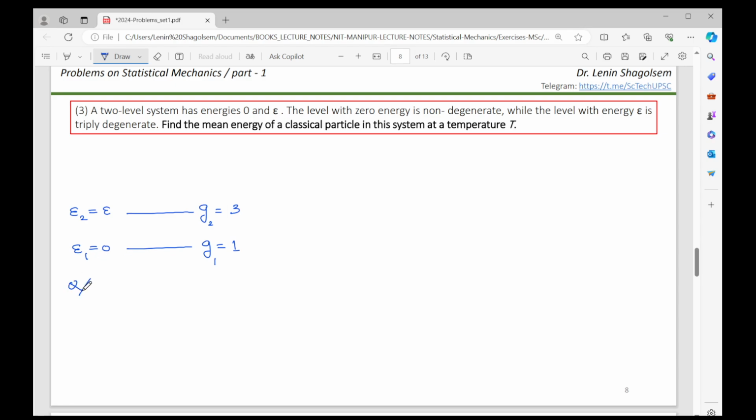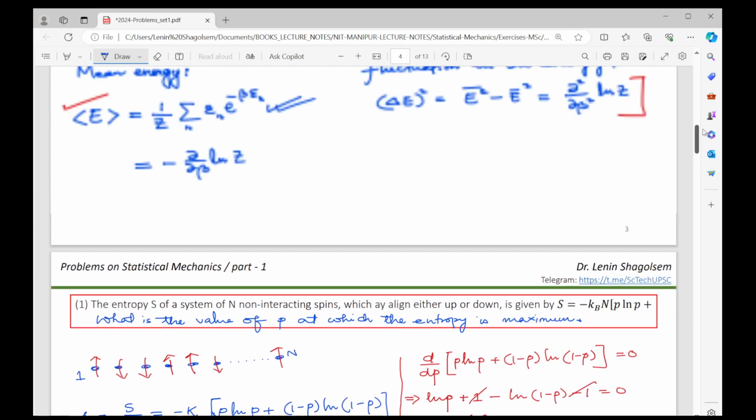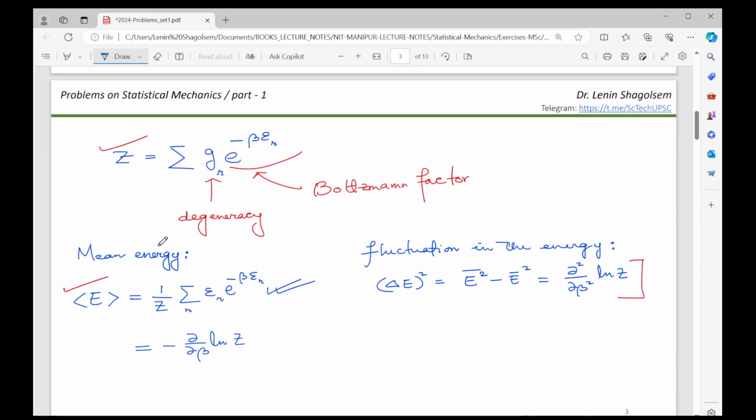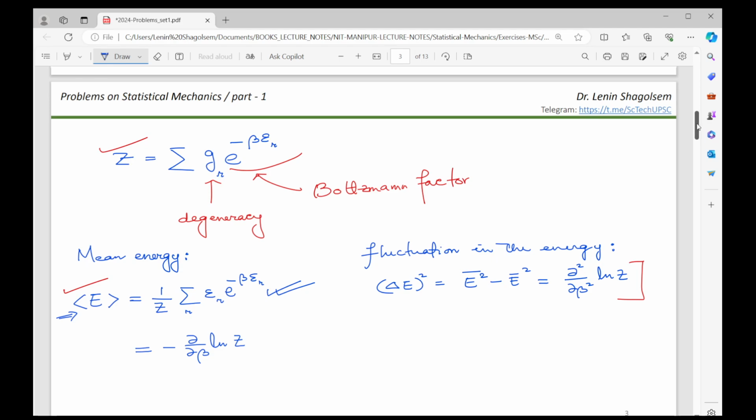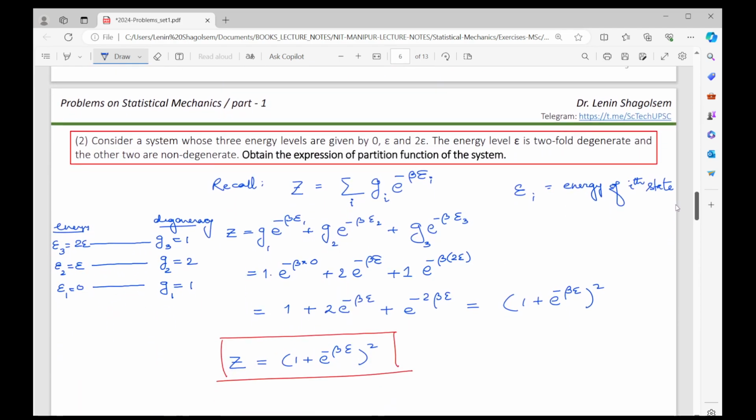So the question is, what is the value of the mean energy? In this problem we have to use the expression that we wrote down at the beginning. So let me just get back to it. See here, this is the expression of mean energy. We'll modify it slightly in order to accommodate the degeneracy.